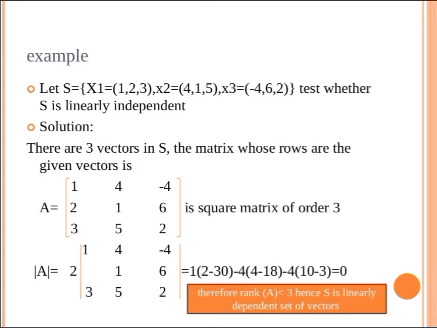This is a 3 by 3 matrix, a square matrix, so we can find the determinant of this matrix. Here we have got the determinant equal to 0. Therefore, the rank of A is less than 3. Hence, S is a linearly dependent set of vectors.